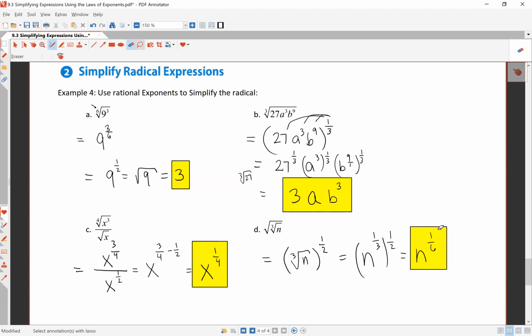Now the rule of thumb is if it starts off as a radical, then we should put this back as the 6th root of n. I should put this one back as the 4th root of x.